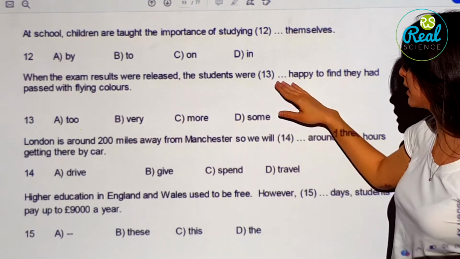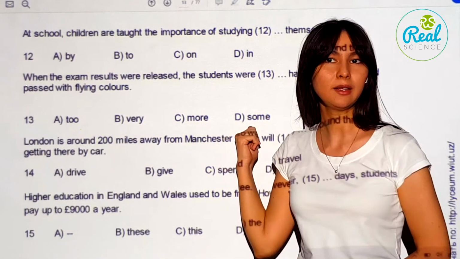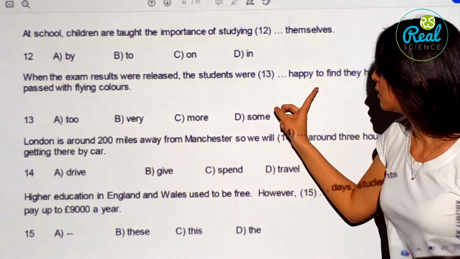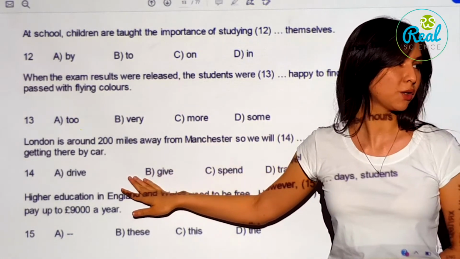Why not more? Because, guys, here we don't have any comparisons. If we had a comparison here, we would put more. So that's why there is no comparison here, and that's why the correct answer is B1. Now let's move to the next one.